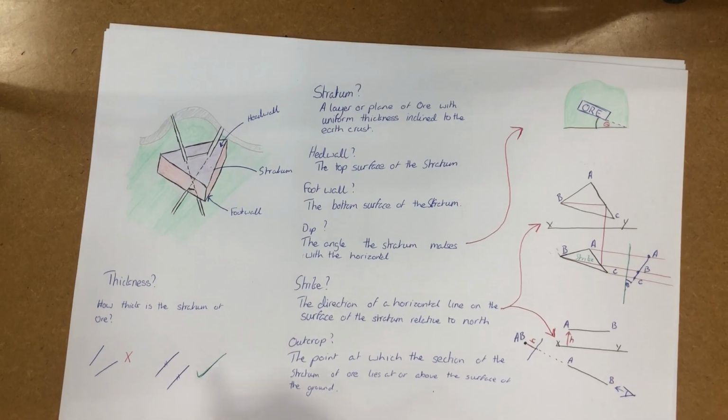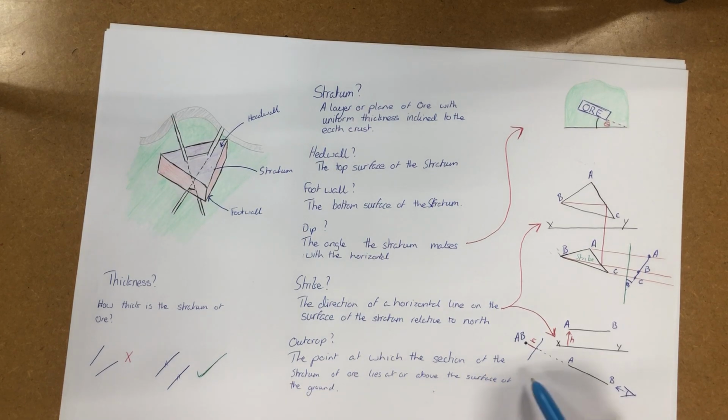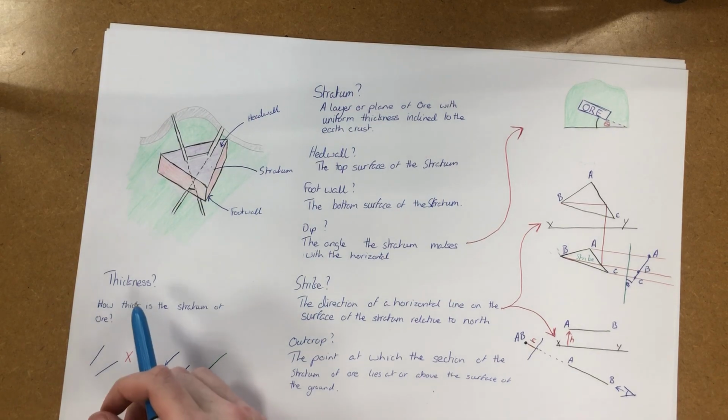The outcrop. The outcrop is something that we'll come to in another slide, because that's probably one of the more difficult elements. It's the point at which the section of the stratum of ore lies at or above the surface of the ground. So that's something we'll come back to, because that is one of the more difficult parts to get your head around.